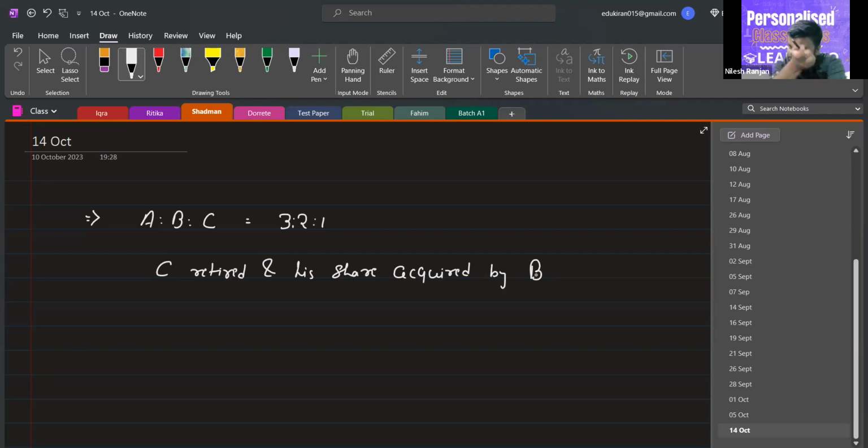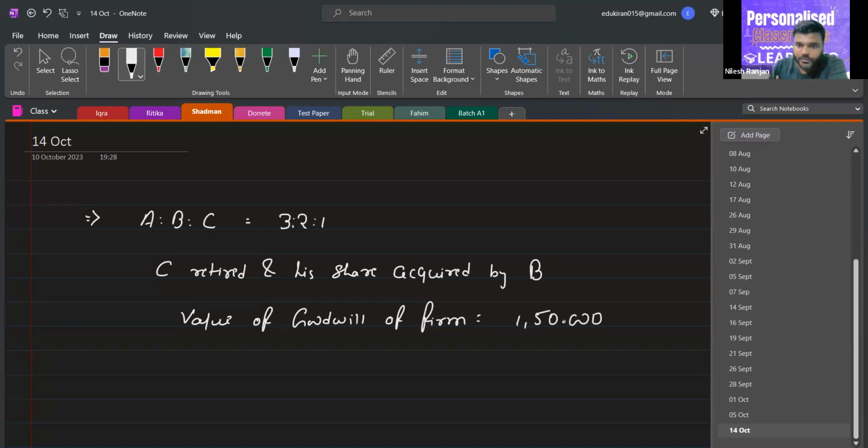Now let's say the value of goodwill of the firm is 1,50,000. Now, how much amount will C get and who will pay this amount to C?